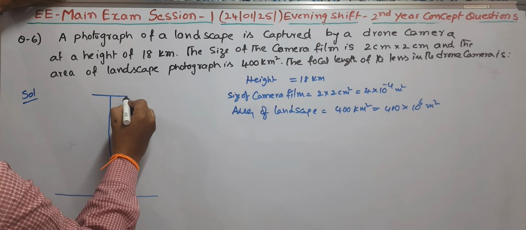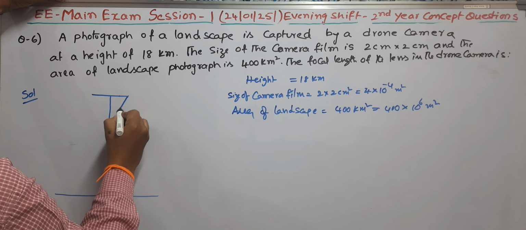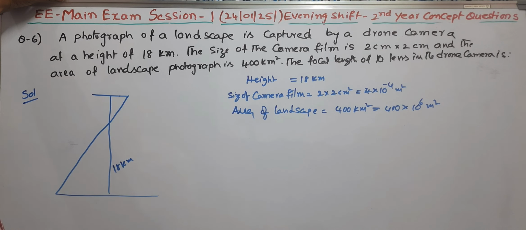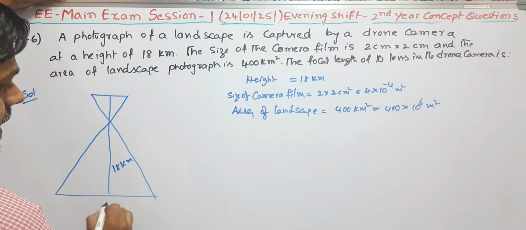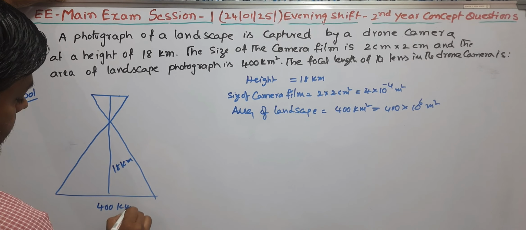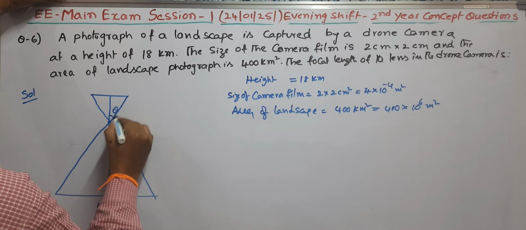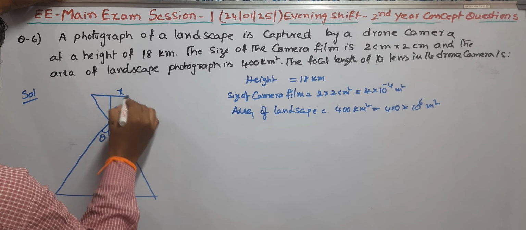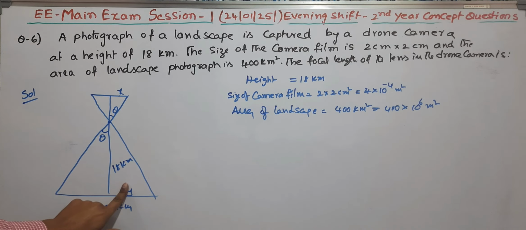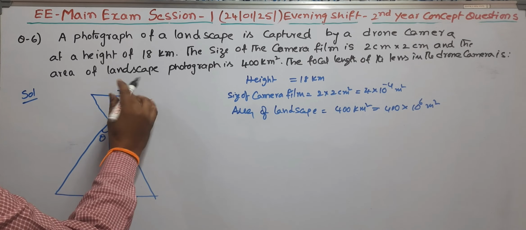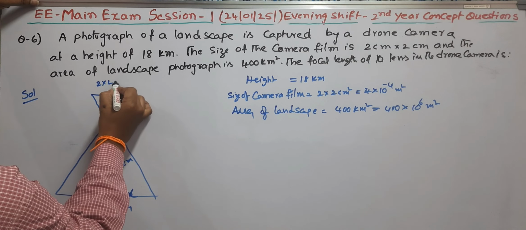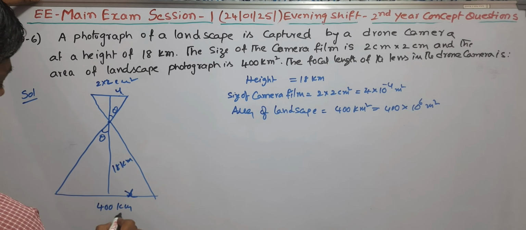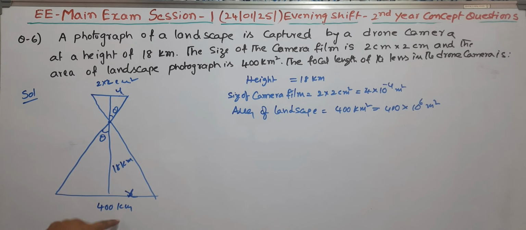So one end of the film captures this end of the landscape. The total area of the landscape is 400 kilometer square. This is theta, this is also equal to theta. Suppose this is x and this is y. Half of the side is 20 into 10 cube. This area is 2 into 2 centimeter square, and this is 400 into 400 kilometer.